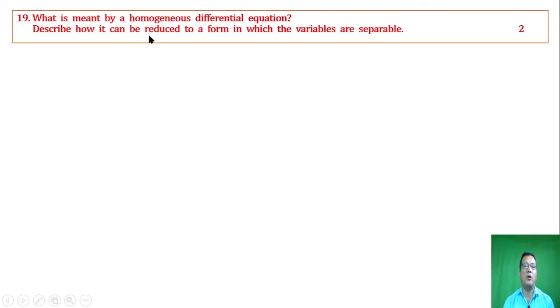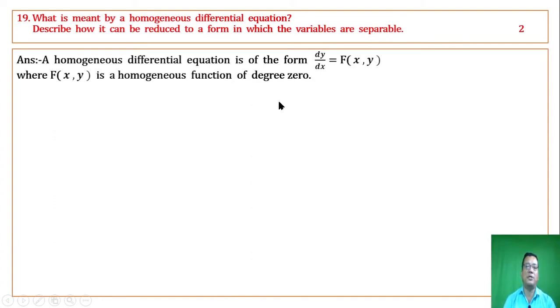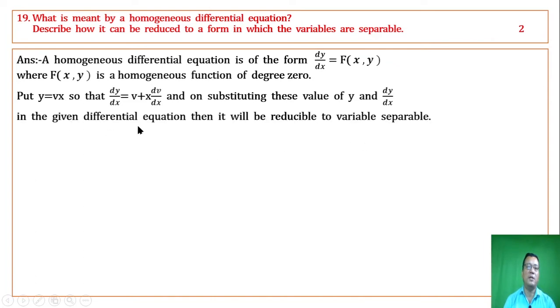What is meant by a homogeneous differential equation? Describe how it can be reduced to a form in which the variables are separable. 2 marks. A homogeneous differential equation is of the form dy by dx equal to f of x, y, where f of x, y is a homogeneous function of degree 0. Put y equal to vx so that dy by dx equal to v plus x dv by dx. Substituting these values of y and dy by dx in the given differential equation, it will be reducible to variable separable form.